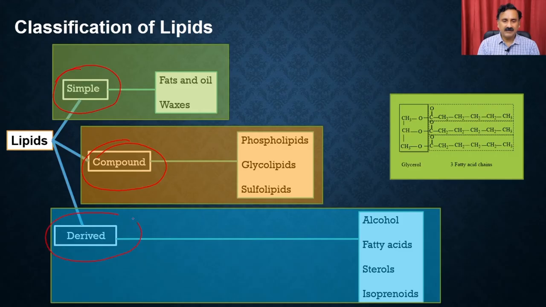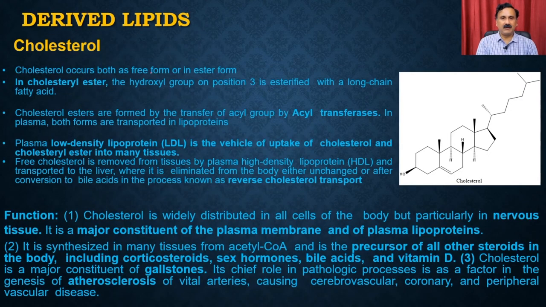Within the derived lipids you have special types of lipids. Within the derived lipids I have taken an example of only one lipid, which is called cholesterol. Cholesterol has a different structure and different biochemical properties, and does not follow the rule where it has a backbone and fatty acids and all that.